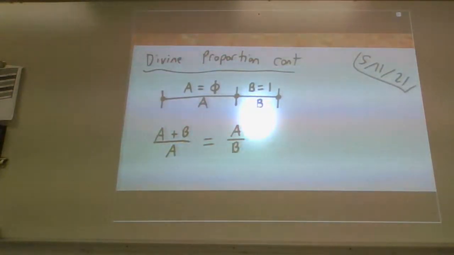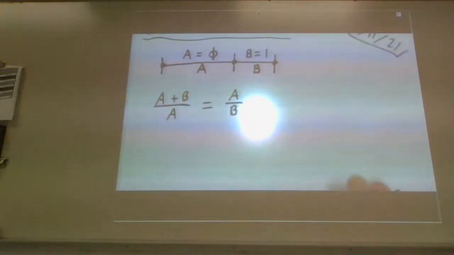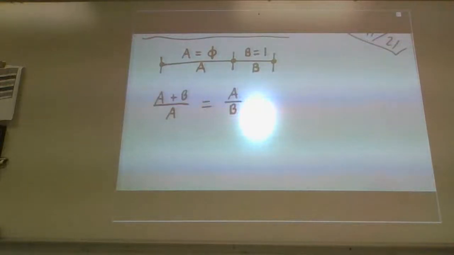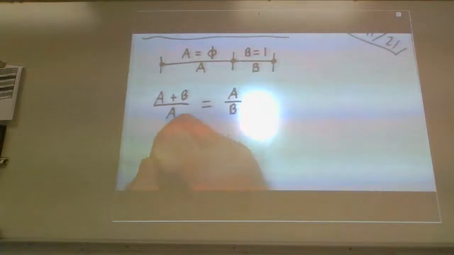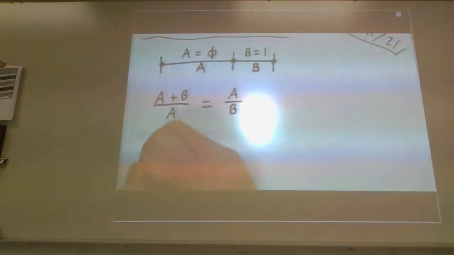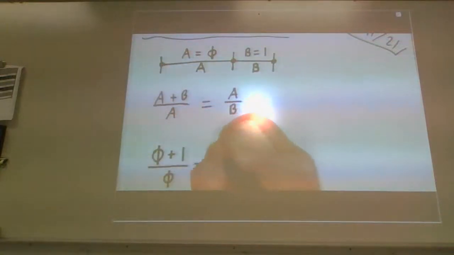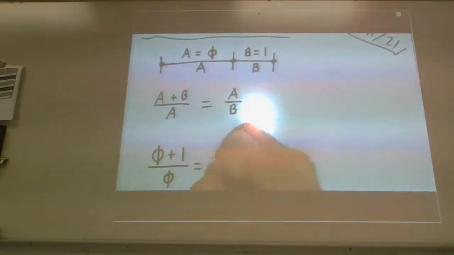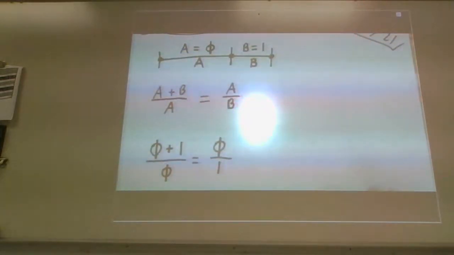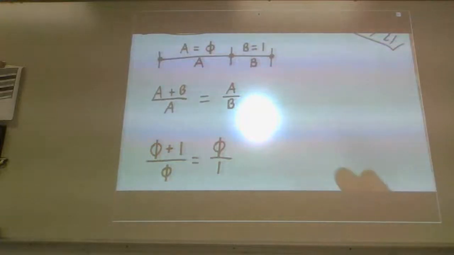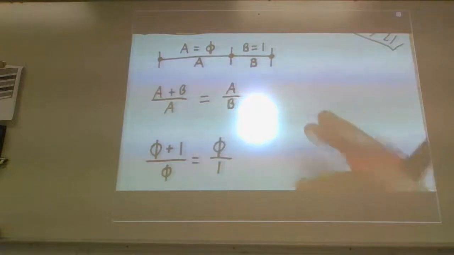It's going to be a little weird, I know, but let me restate this little fractional relationship right here. So then all of a sudden, instead of A plus B over A, I have phi plus 1 over phi equals phi over 1. We're going to solve this. Phi is acting as a variable. It's acting as a variable that we are going to have to solve.